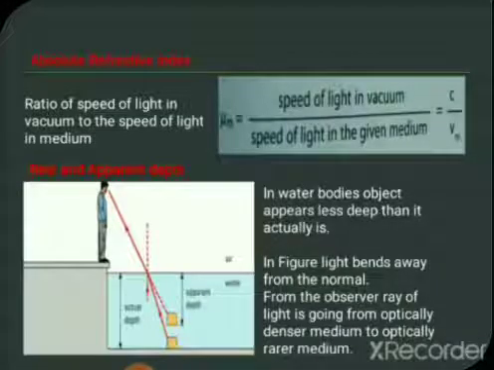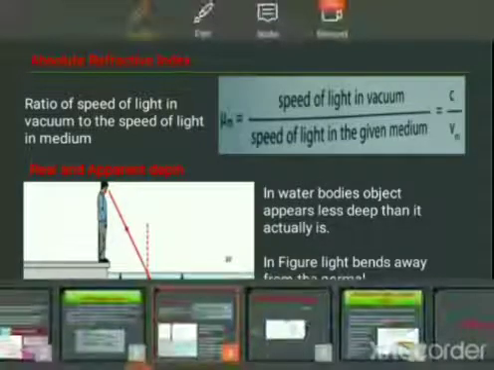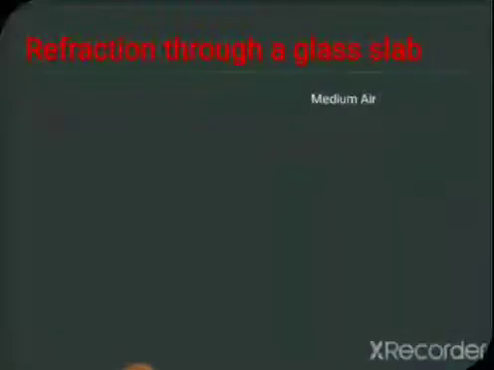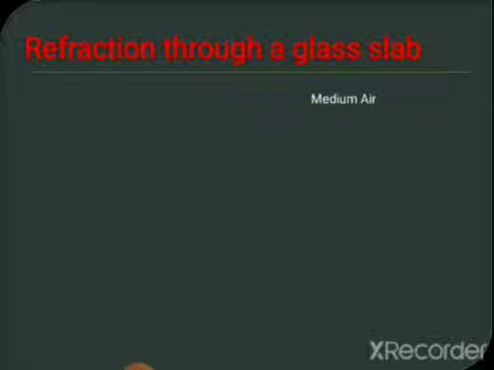Earlier we have seen something about refractive index, real depth and apparent depth. Now the next concept, that is refraction through a glass slab. In this presentation, you will come to know maximum concept about this chapter with some animations. I've tried my level best so that you can understand it properly.